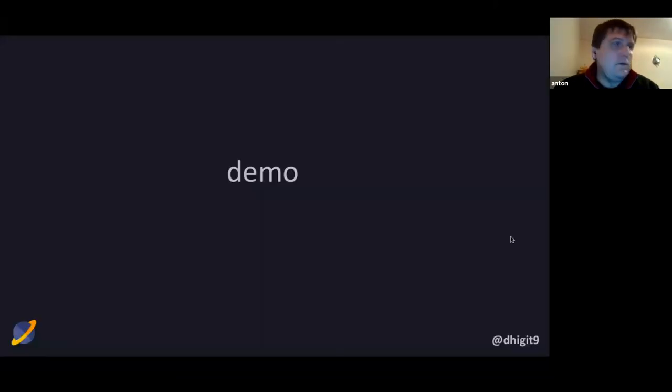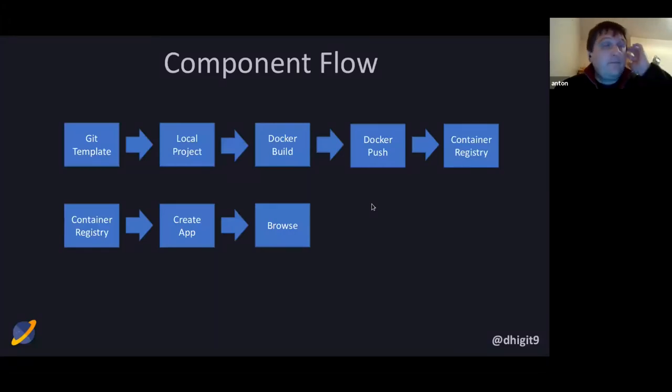Right. So demo. Sorry to labor the point here, but I'll just go over this lightly. I don't think there's many points I want to make here, but what we saw was there was a Git template, which was the default project or the MongoDB template type project. We used Roche to pull that down and create a local project. We Docker built it, pushed it into a container registry, and from that container registry, we created an app and we browsed the application. So that's what we did.